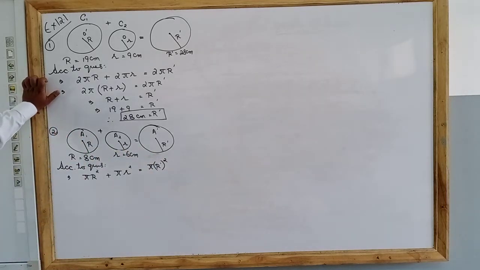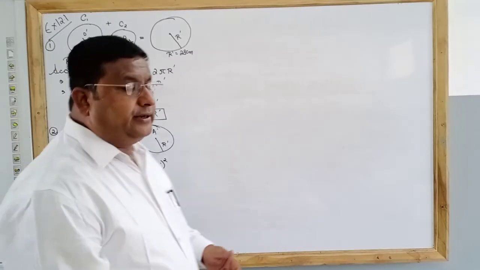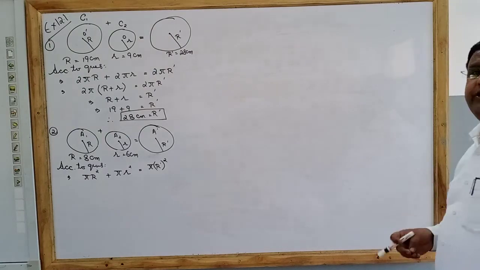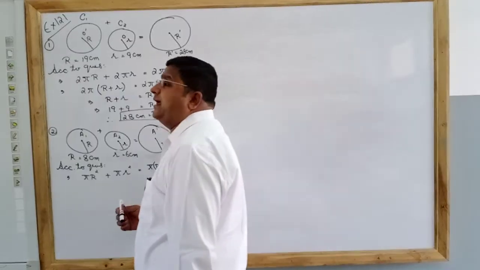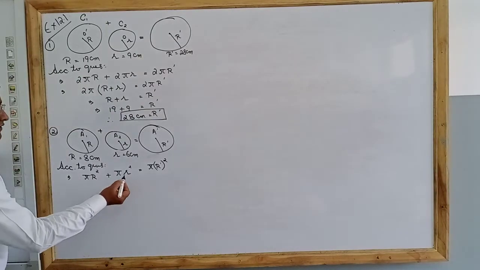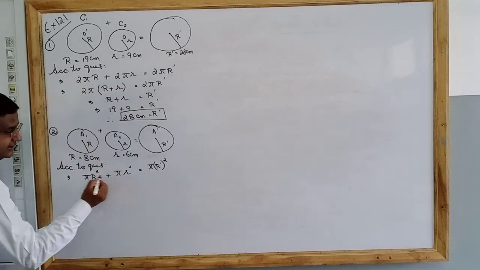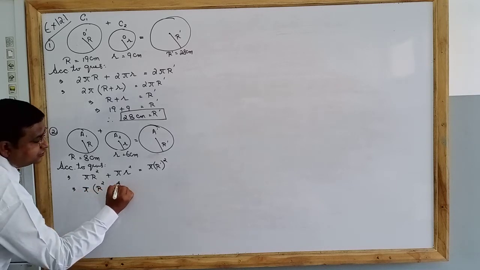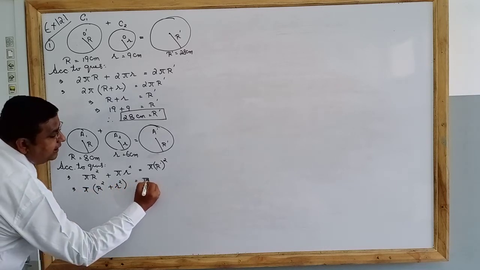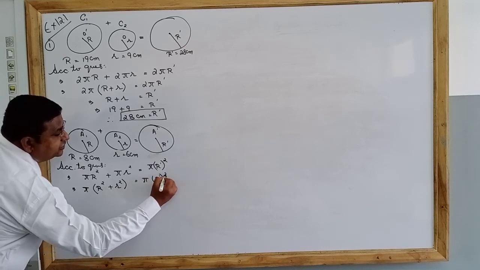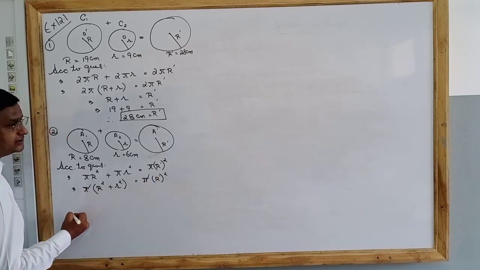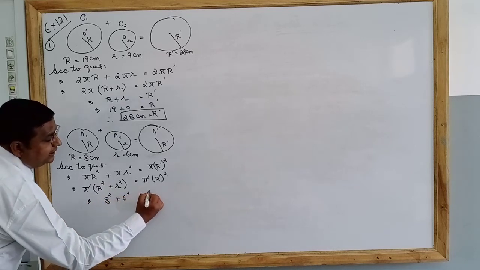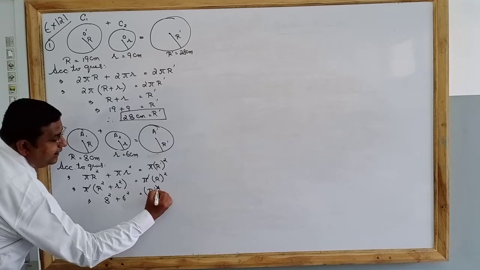See students, in this chapter there is nothing but calculation. Nothing new. Your formula has to be there, right? Simple. As we have taken 2 pi common, same way we can see pi common over here. Pi is common. What is left? Capital R square plus small r square is equals to pi into r dash square. Pi and pi cancel. Capital R square, 8 square plus 6 square is equals to r dash square.